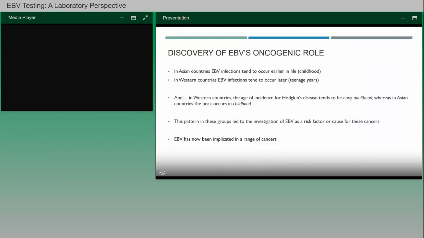So the oncogenic role of EBV is something that a lot of folks aren't familiar with. And the way this was stumbled on is that it was noticed that in Asian countries, EBV infections tended to occur earlier in life, in childhood. Whereas in Western countries, EBV infection was more in your teenage years. That's what we're used to. And so, that pattern was well known.